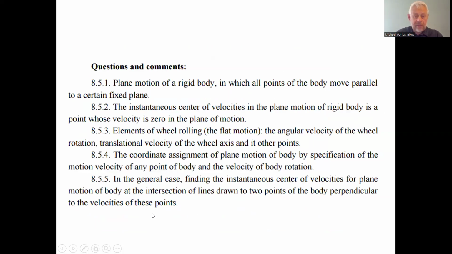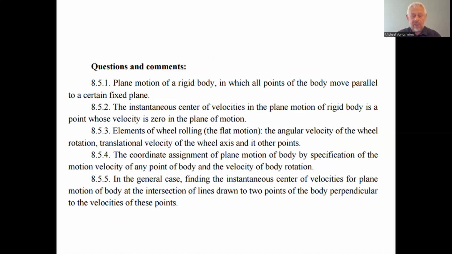So, questions and comments. Plane motion of the rigid body is motion in which all points of the body move parallel to a certain fixed plane. Yes, this is the definition. Second definition: the instantaneous center of velocities in the plane motion of a rigid body is a point whose velocity is zero in the plane. This point can be within the space of the body or can be outside the body.